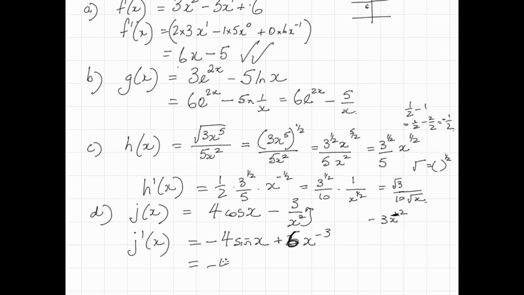This stays as it is, negative 4 sine x. Because there were no negative powers in our original question, we shouldn't leave our answer with a negative power, so that now can come down. The negative 3 only applies to the x, not the 6. So it'll be plus 6 over x to the minus 3, which becomes 6 over x to the positive 3. And so there's the derivative of that one.